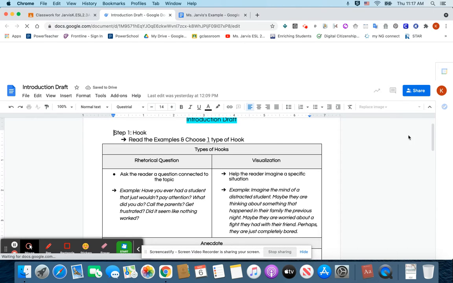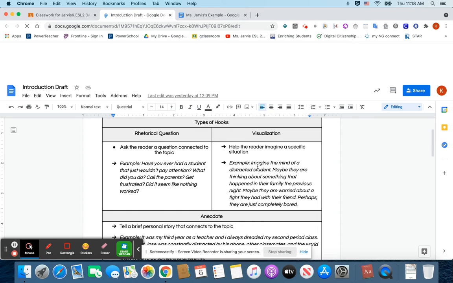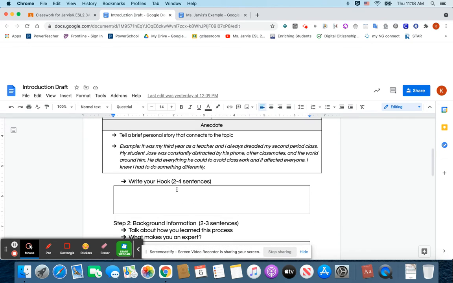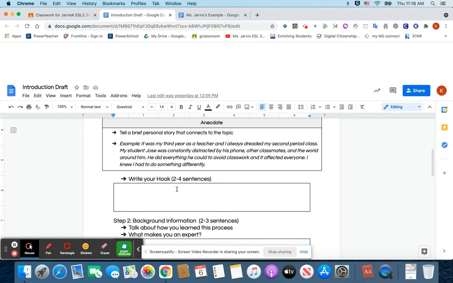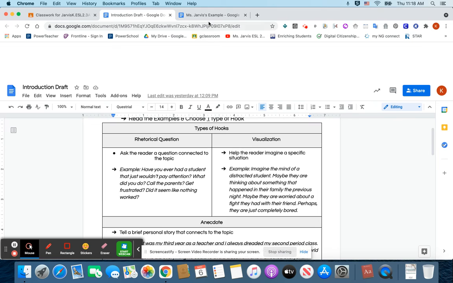That's the first part of your introduction where you're trying to grab the reader's attention. Notice how there's three different types of hooks here. I wrote three different examples for you. You're going to choose one type of hook for your own essay. Make sure that your hook is about your topic. So if you're talking about how to take care of a baby, your hook is about taking care of a baby. If you're talking about how to play soccer, it's about soccer. If you're talking about how to make some sort of food, it's talking about that food. Let me show you my example here on my document.